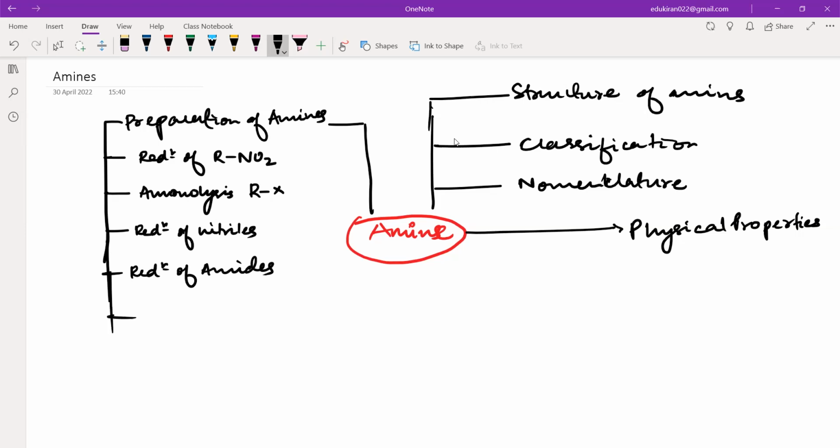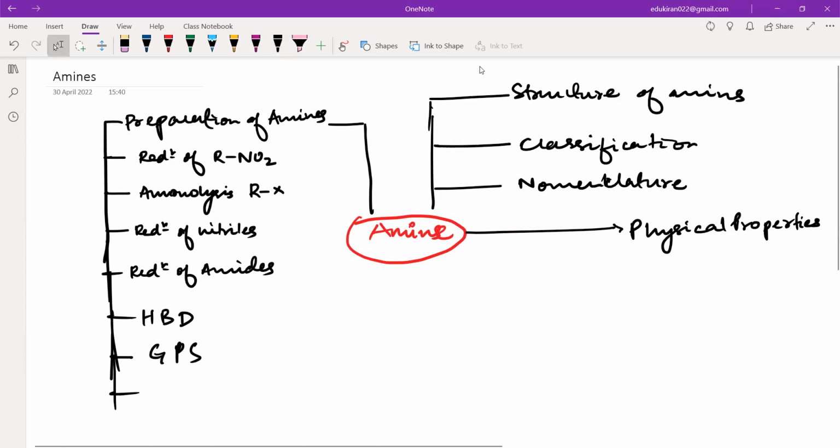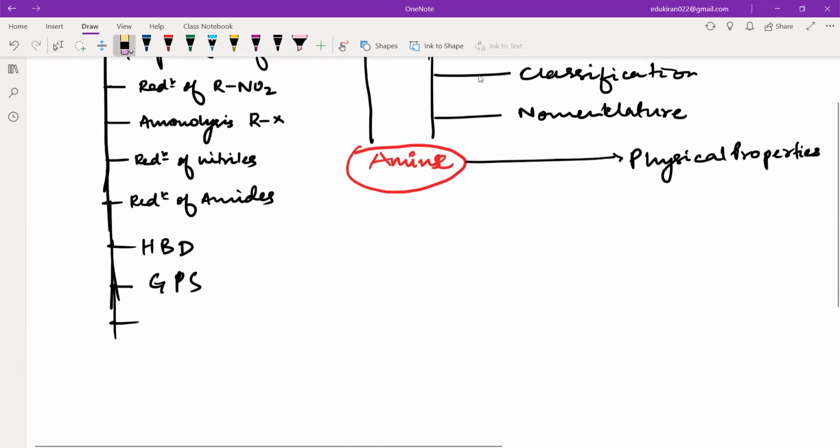What else can you do here? There are name reactions. One is Hoffmann bromamide degradation. Then there is Gabriel phthalimide synthesis. Then you have one more thing, HVZ, leave that one. So you have Gabriel phthalimide synthesis.